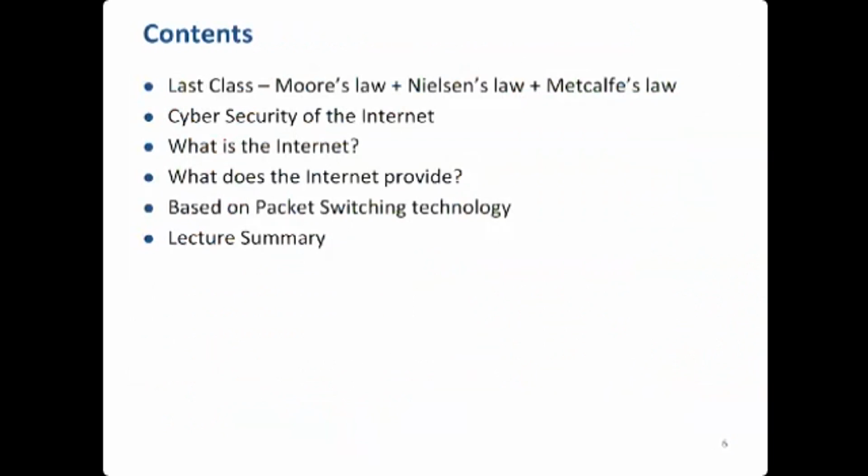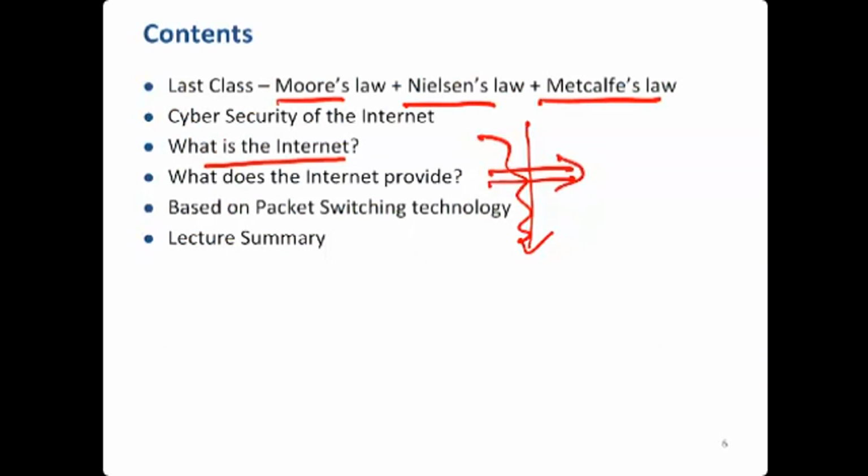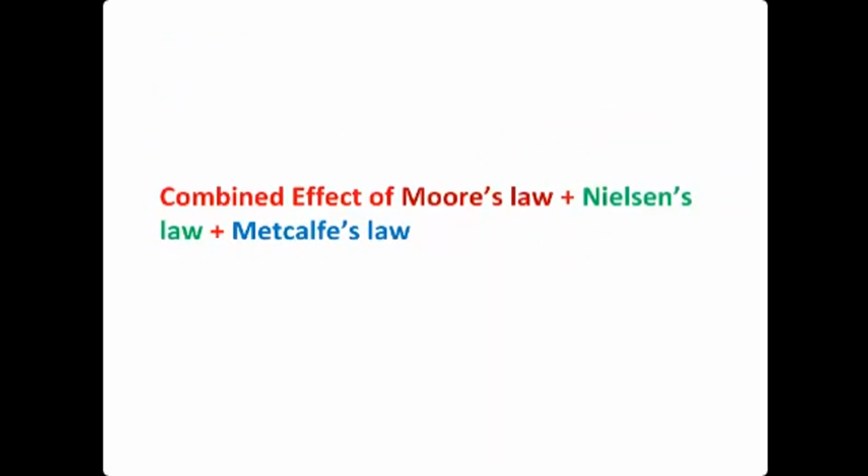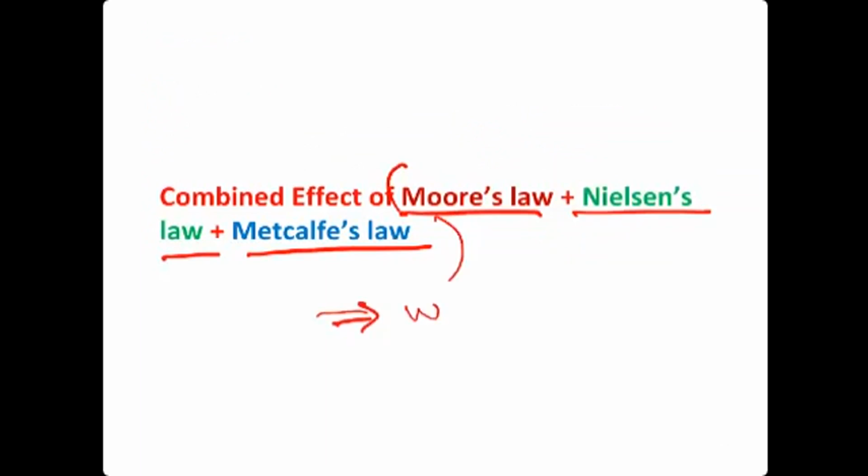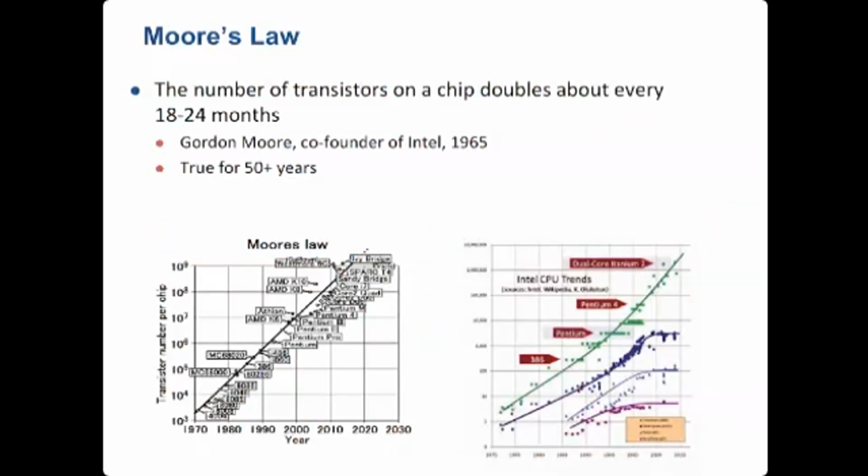Okay, so last class we studied Moore's law, Nielsen's law and Metcalfe's law, and we'll look at the combined effect of that, and then we look at cyber security of the internet, what the internet is, packet switching technology, etc. Largely basics. Please be very attentive because it's going to be a very important lecture for you. So now let's look at why the internet is becoming popular: it is because of the combined effect of Moore's law, Nielsen's law, and Metcalfe's law. These are resulting in something that's just wonderful. Again, to repeat, for those who have been sleeping in the last class, please wake up and understand these three very important laws.